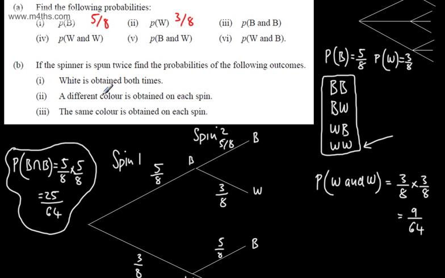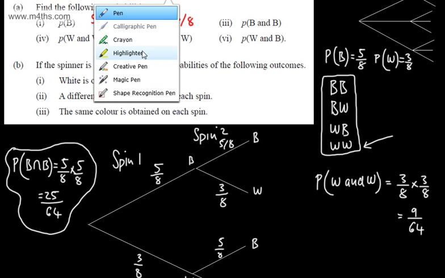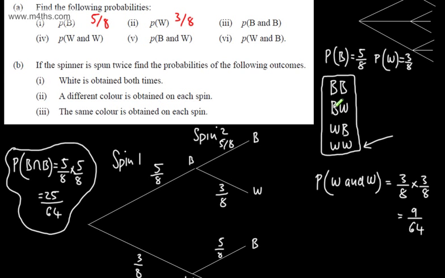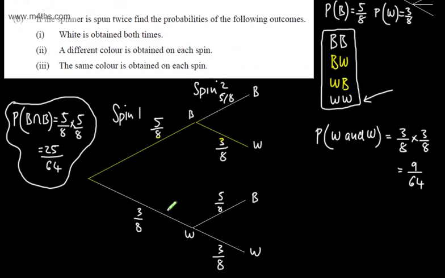This is where we bring in the AND rule and the OR rule. So if we consider now, all I'll do is look at the 2 possible scenarios: a black followed by a white, or a white followed by a black. If you want to look at this on the tree diagram, a different colour is obtained. On the first one, we could have our black and a white, or we could have our white and our black. So what we'd do is the following.